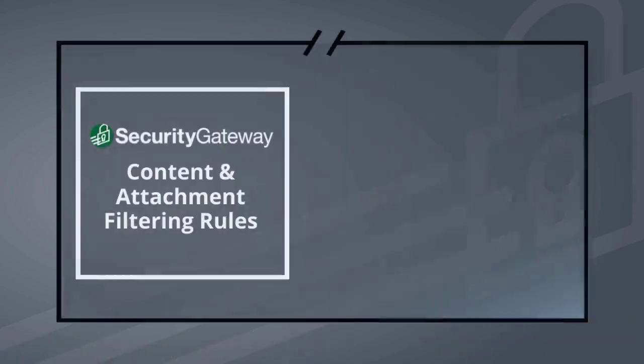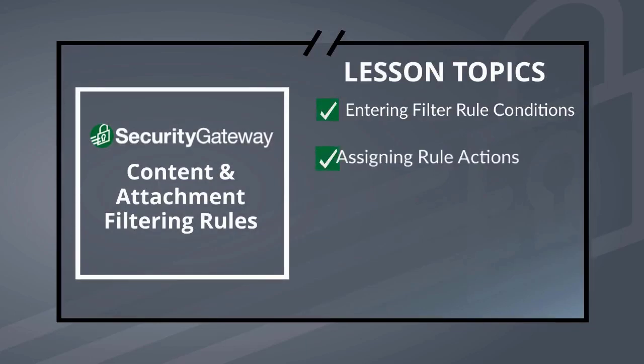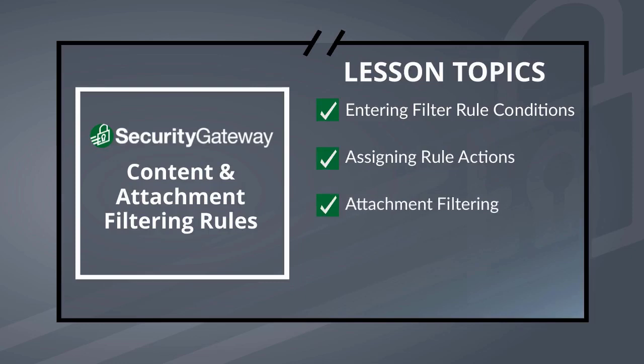In this lesson, I'm going to show you how to configure content filtering rules in Security Gateway, including how to enter filtering rule conditions, assigning actions to be taken, such as rejecting, redirecting, copying, or quarantining the message, attachment filtering, and how to identify content filtering activity in the message logs.